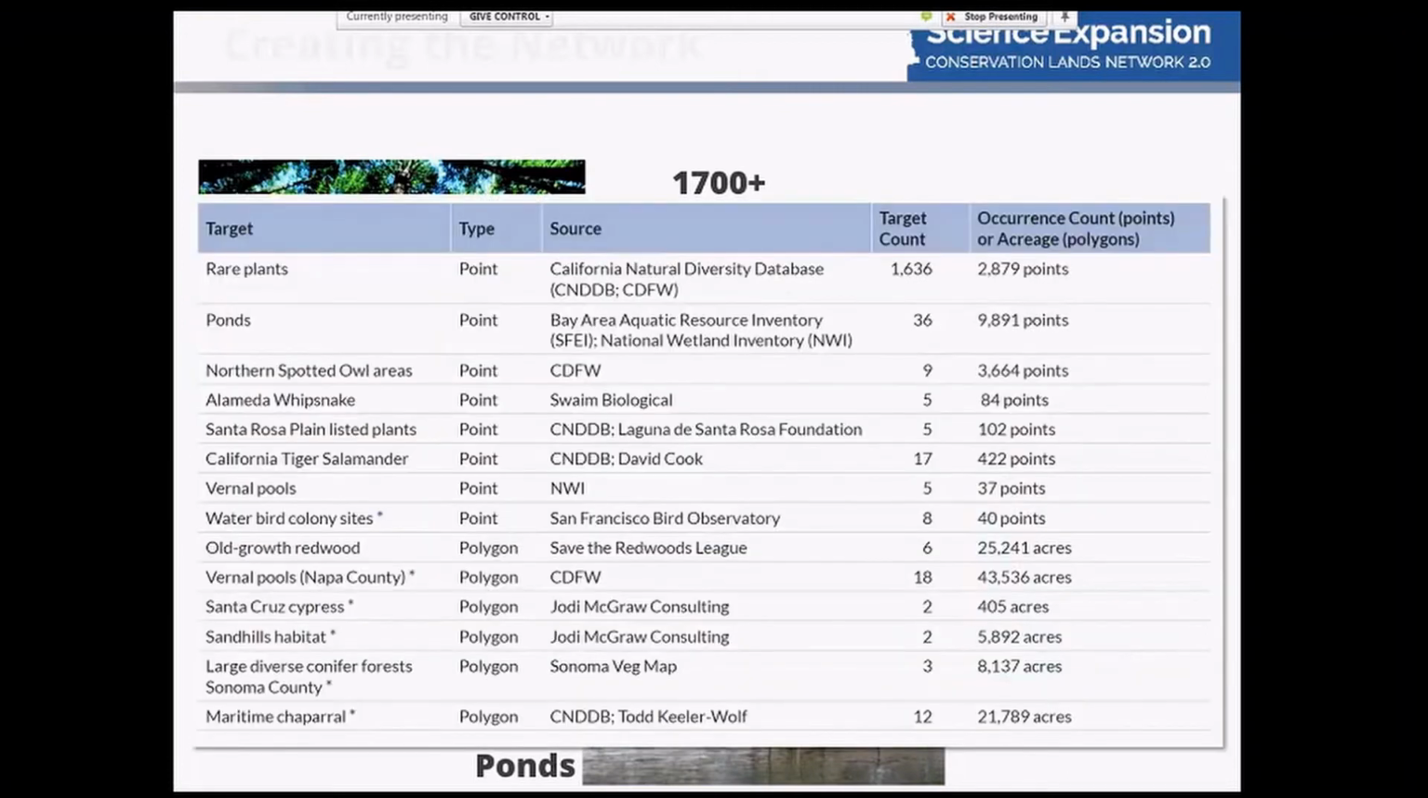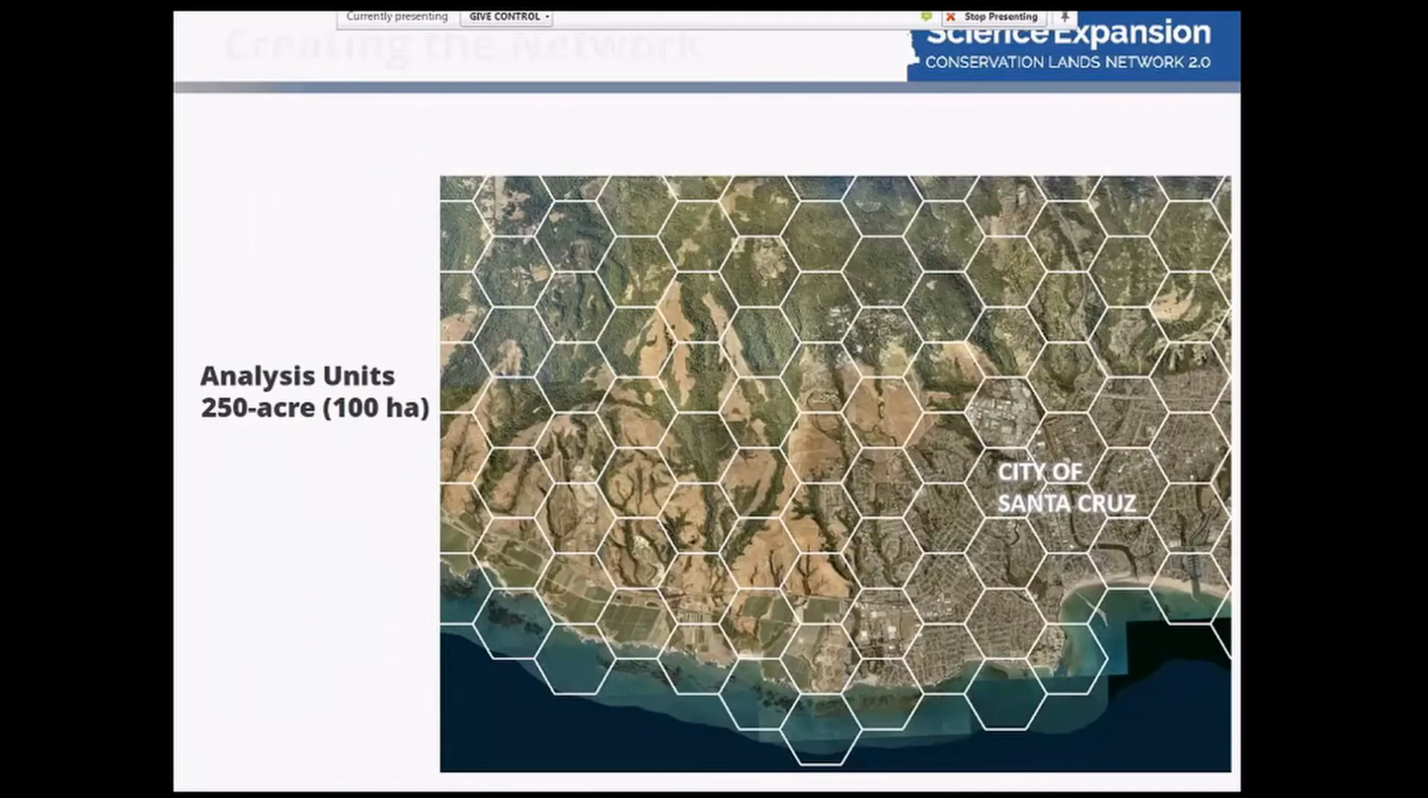We had rare plants and spotted owl areas, and we relied heavily on the CNDDB and other products from the Fish and Wildlife Department, including data sources from local biologists as well. And again, it equates to 1,700 different fine filter target occurrences.